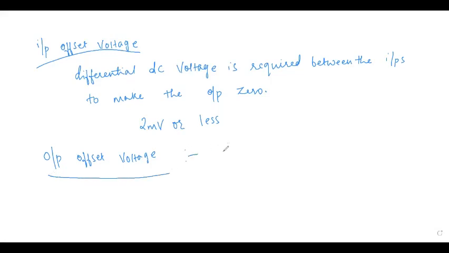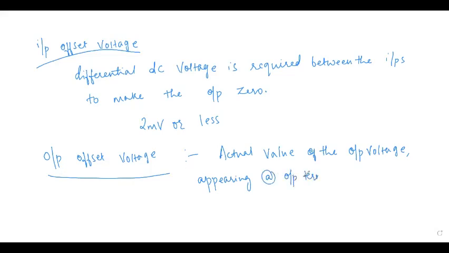So this is the actual value of the output voltage appearing at the output terminal when there is no input applied. This is called as output offset voltage.